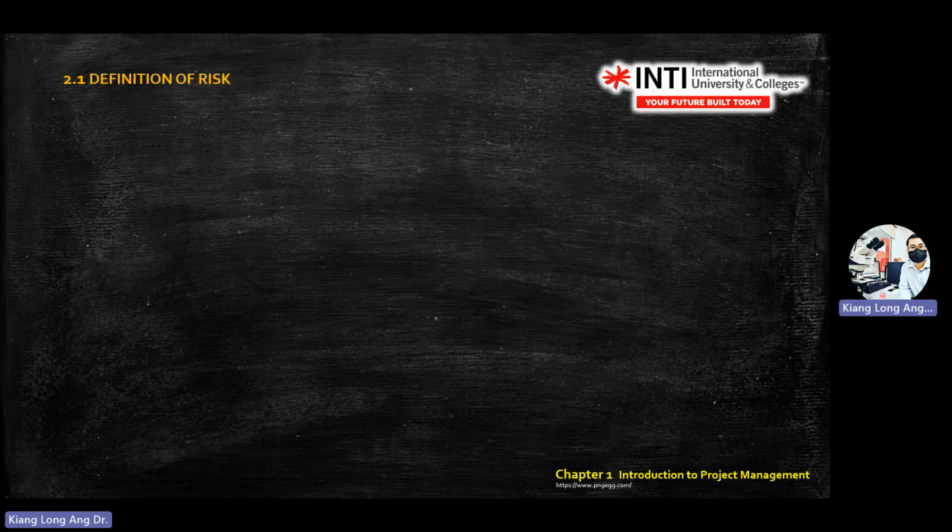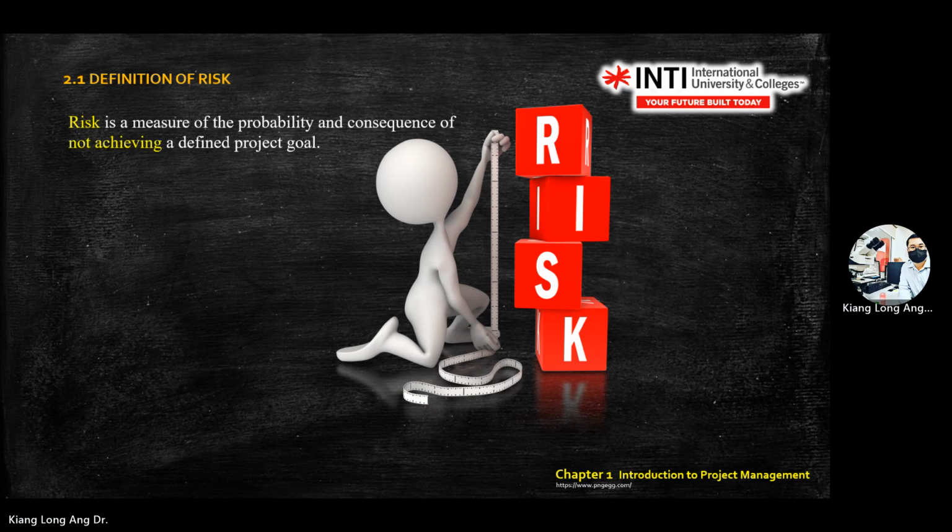Okay, now we enter into risk management. Again, definition, you can read. So risk is a measurement of probability and consequences of not achieving the project goal. That is risk. Again, if you see a definition, very high chances it comes up in Section A of the question.